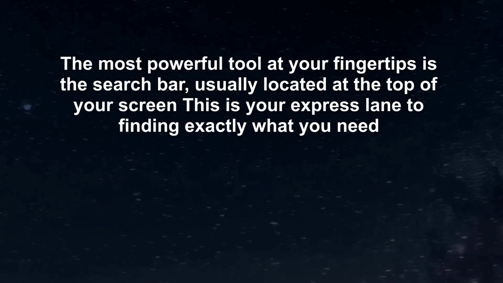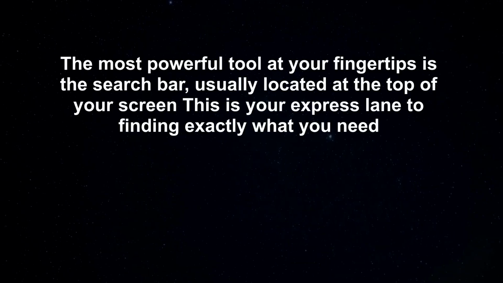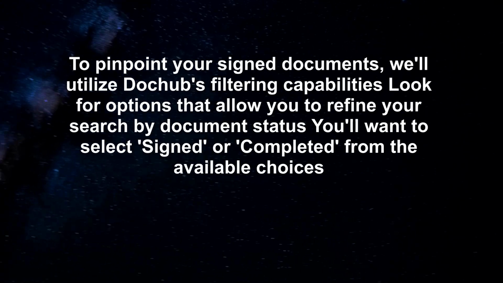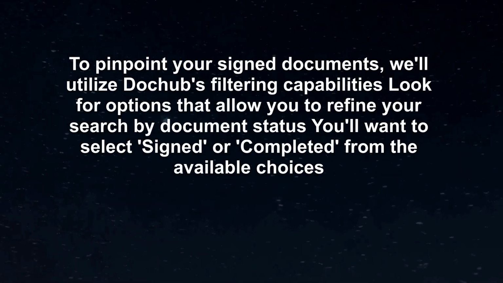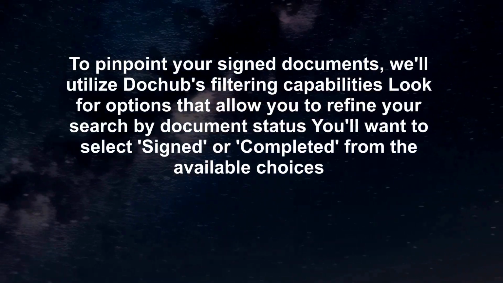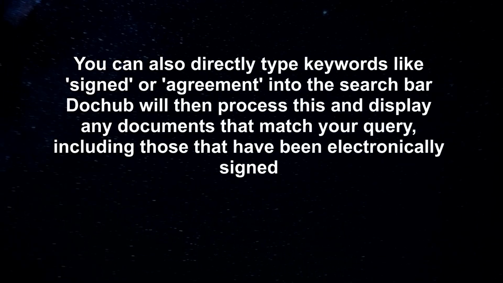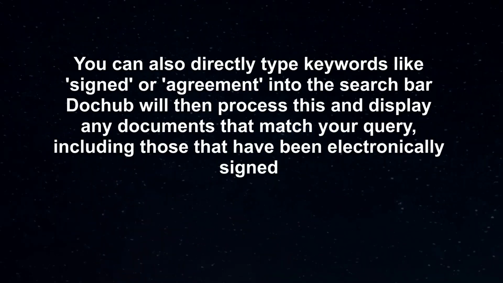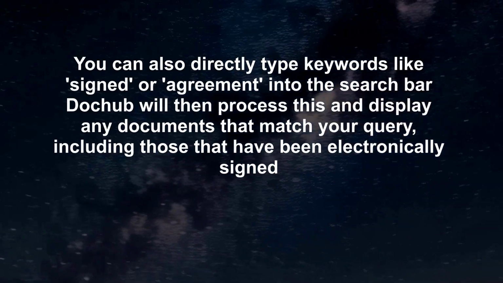The most powerful tool at your fingertips is the search bar. Usually located at the top of your screen, this is your express lane to finding exactly what you need. To pinpoint your signed documents, we'll utilize Dochub's filtering capabilities. Look for options that allow you to refine your search by document status. You'll want to select Signed or Completed from the available choices. You can also directly type keywords like Signed or Agreement into the search bar. Dochub will then process this and display any documents that match your query, including those that have been electronically signed.